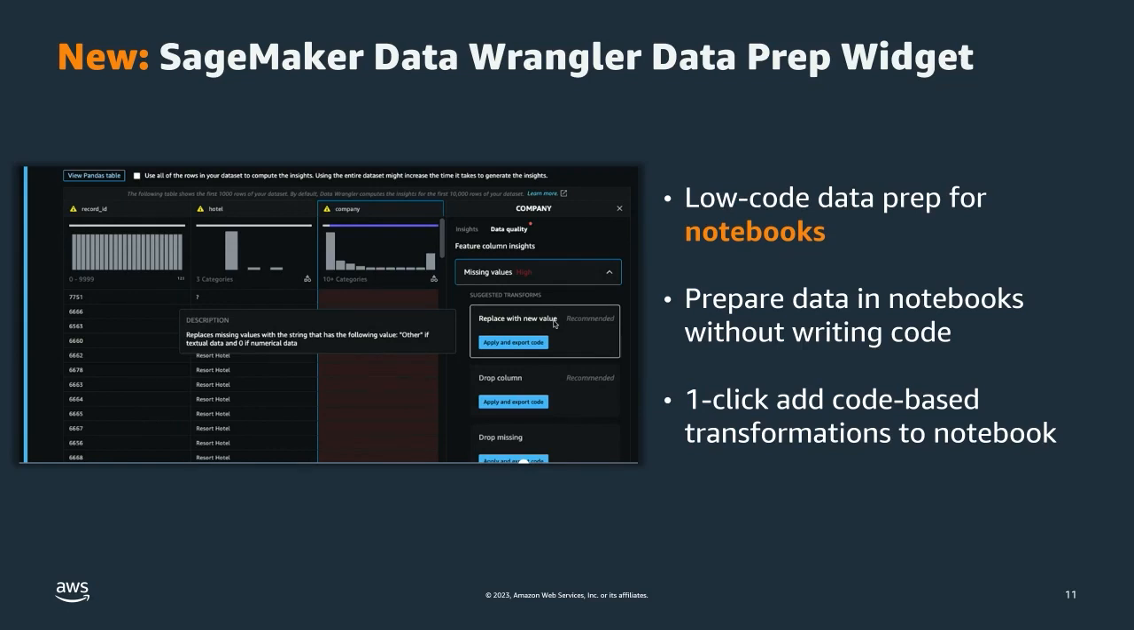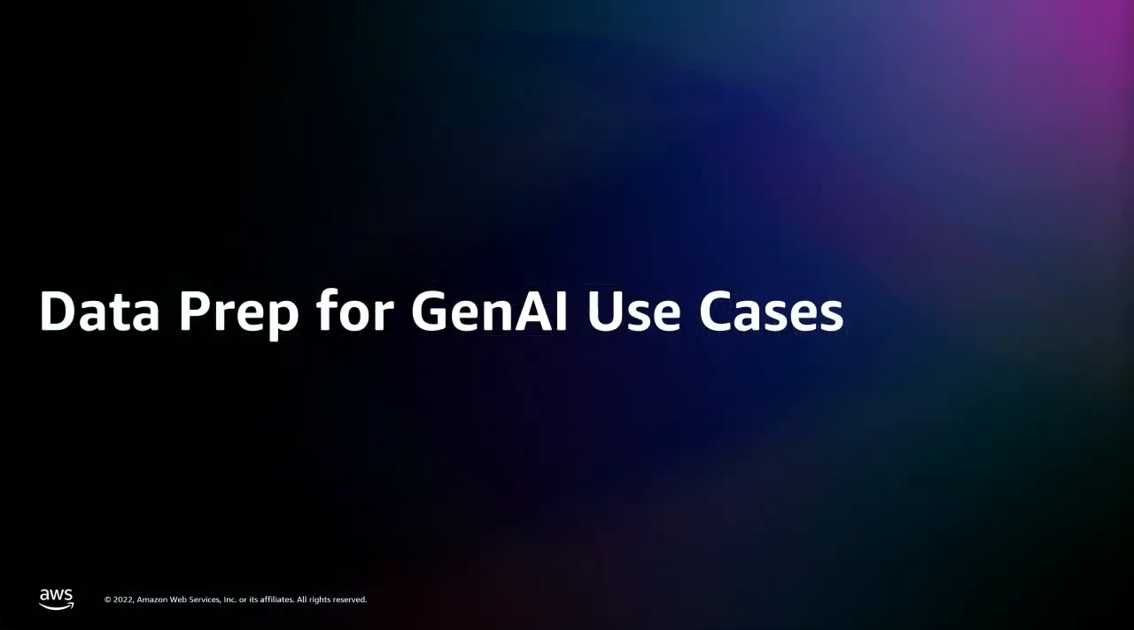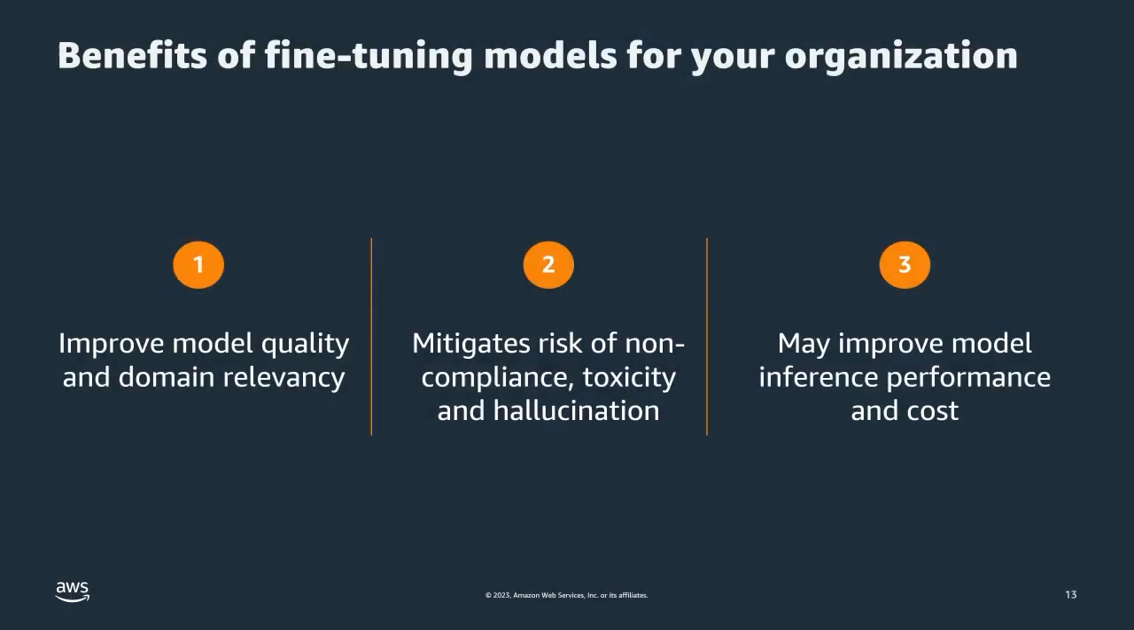And with that, I will move into the second part of today's session, talking about data prep for Gen AI use cases. Data prep for Gen AI use cases comes in when users want to fine-tune their models. Fine-tuning your models is really about customizing model outputs for your organization. There are several reasons why you would want to use this, and you're probably familiar with them.